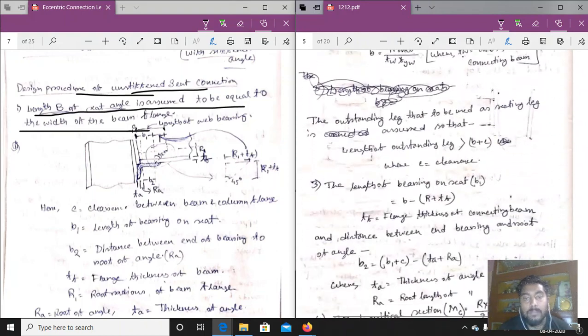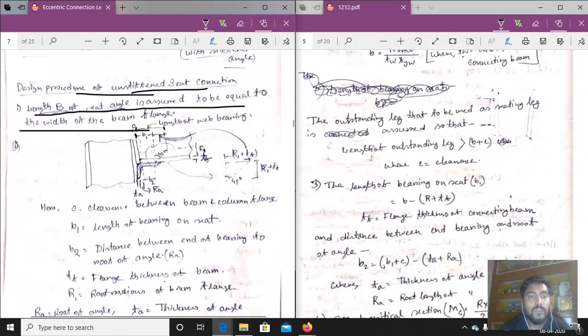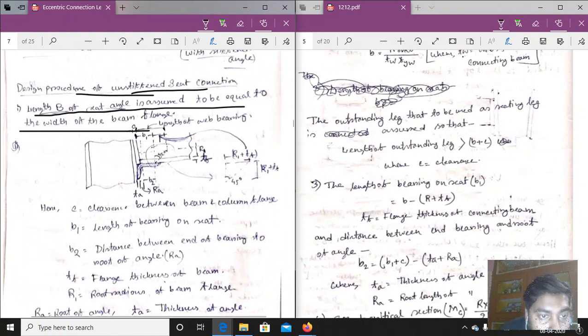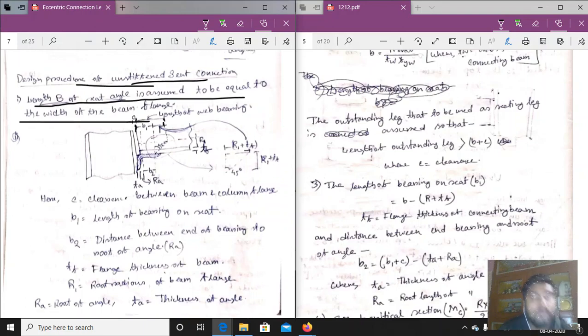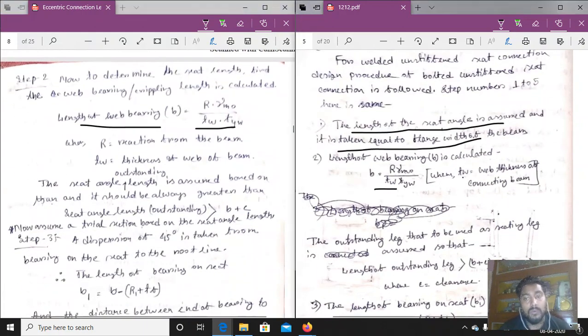Now coming to step 2, here also it is the same: we have to determine the length of the web bearing by a similar formula. What is web bearing? That is the bearing of the web from here to here. How much bearing is needed? That is the length of the web bearing. So B we have determined from that formula. Here it is also the same, where R is the reaction from the beam and T is the thickness of the web of the connecting beam, that is, the web thickness of the connecting beam.